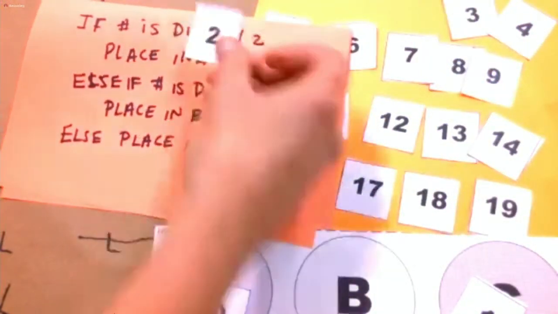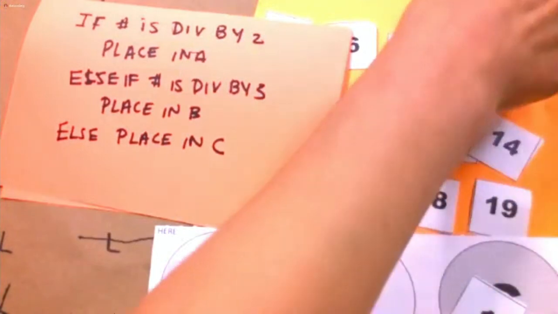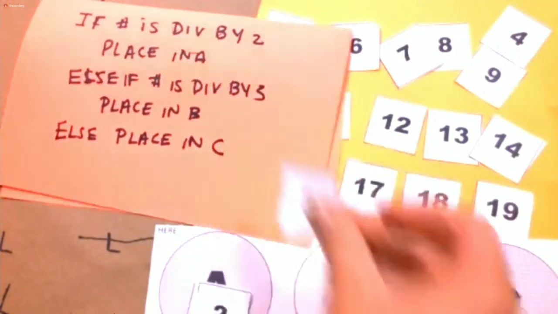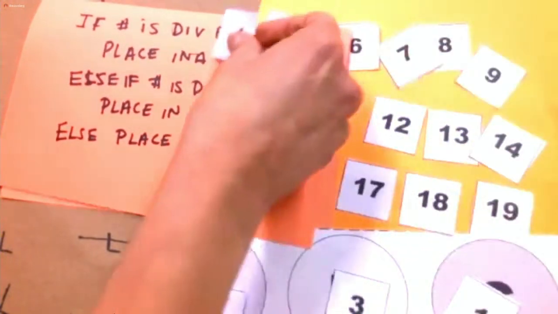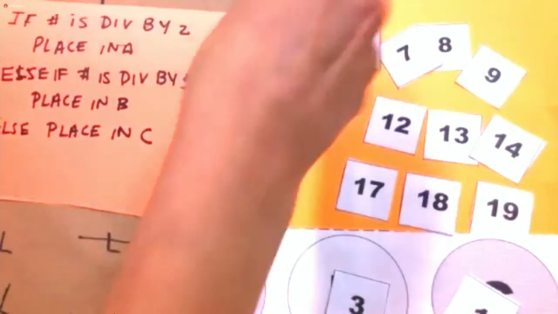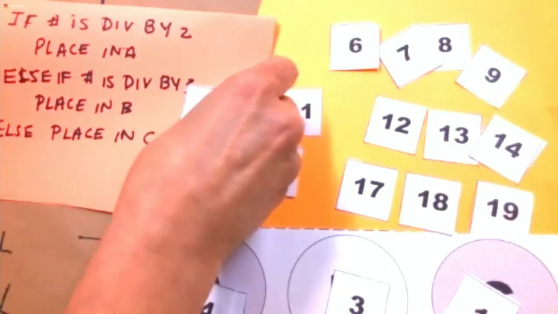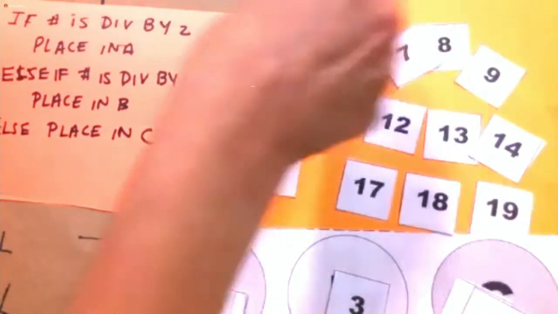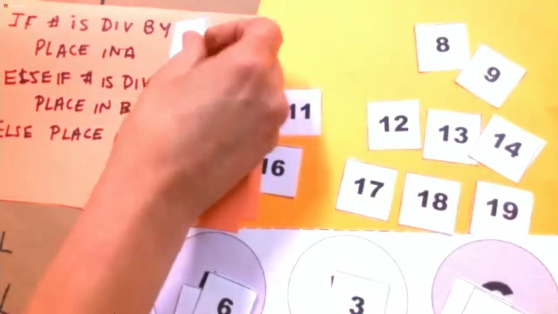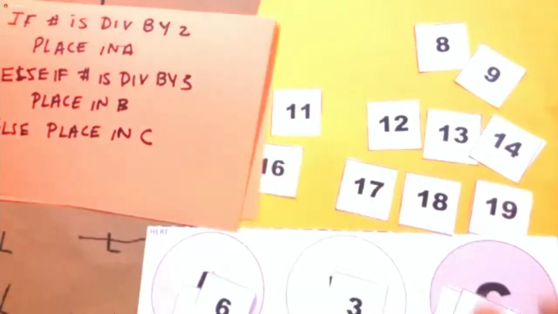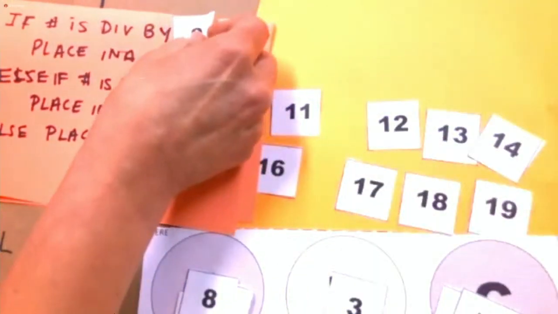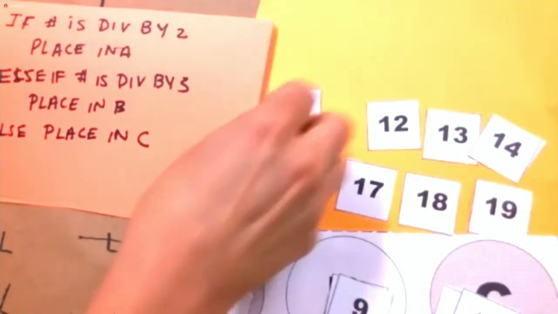Is 2 divisible by 2? Yes, goes directly to bin A. Is 3 divisible by 2? No. Is it divisible by 3? Yes, it goes in bin B. 4. Is 4 divisible by 2? Yes, it goes in bin A. 5. Is 5 divisible by 2? Nope. Is it divisible by 3? Nope. Goes in bin C. 6. Is it divisible by 2? Yes, it goes in bin A. 7. Divisible by 2? Nope. Divisible by 3? Nope. Goes to C. 8 divisible by 2, bin A. 9 divisible by 2, nope. Divisible by 3, goes to bin B.